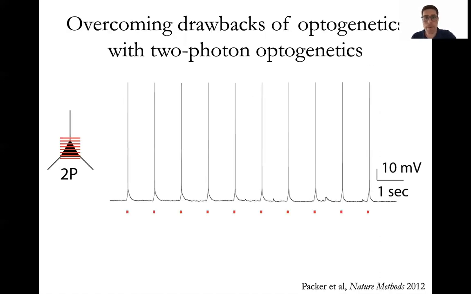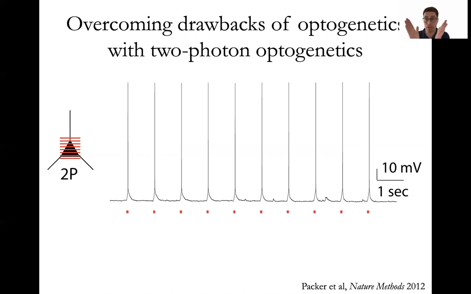So I've worked on some of these methods in my own work, and we can overcome some of these drawbacks of optogenetics by using something called two-photon optogenetics. I don't have time to go into how two-photon excitation works, but as the name implies, it's a technique that requires 2 photons to be absorbed simultaneously by a molecule in order for it to change energy state or change conformational state. And this technique has an advantage in that it has a native sort of optical sectioning.